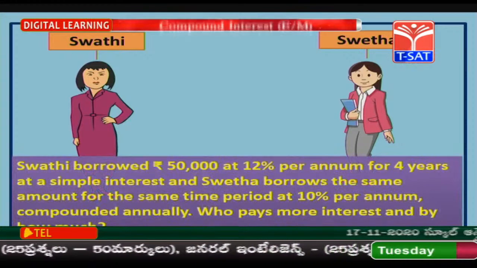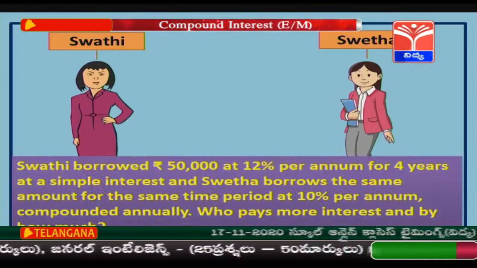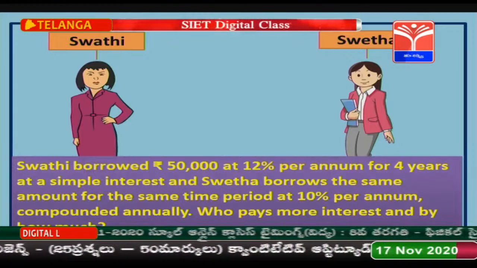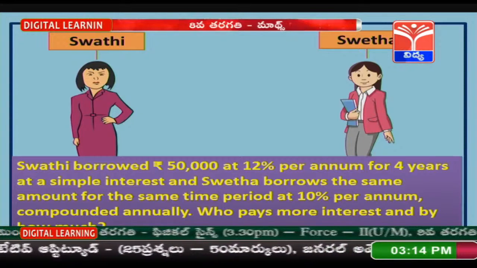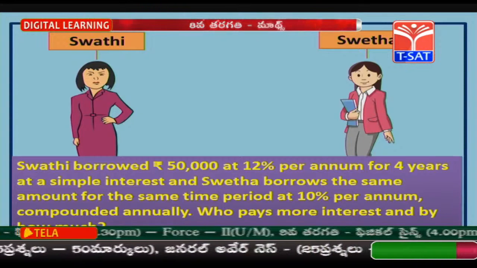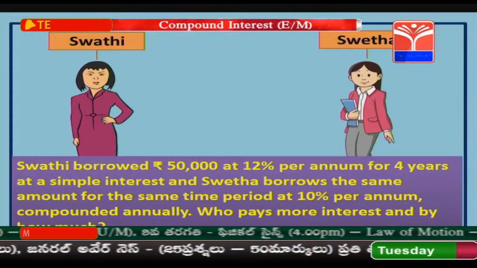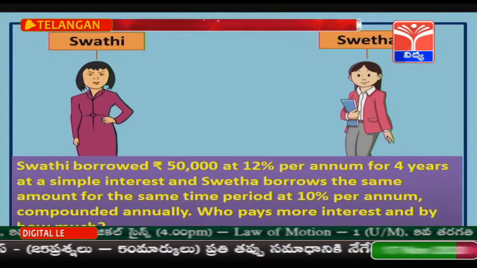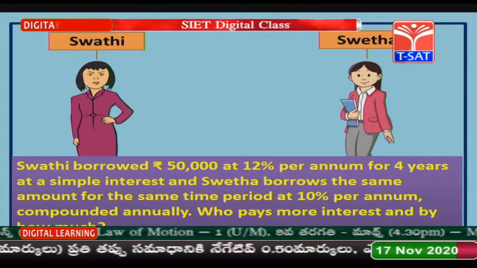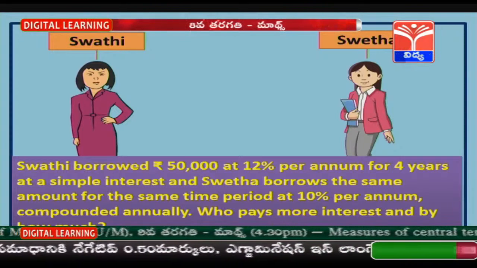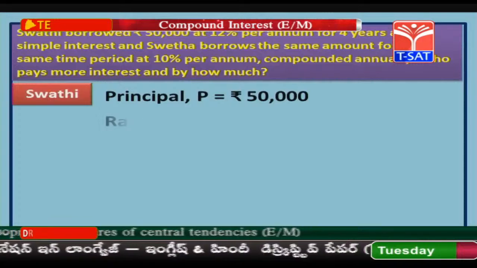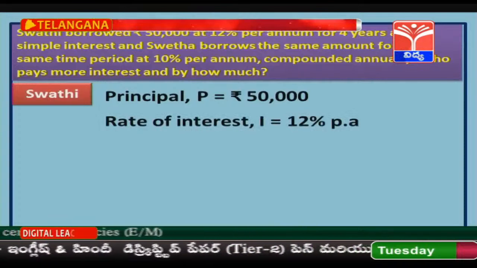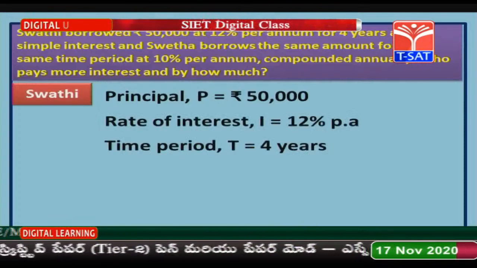Swati borrowed 50,000 at 12% per annum for 4 years at simple interest, and Sweta borrows the same amount, and the time period is the same, but at 10% per annum compounded annually. Now, let us see who has to pay more interest and by how much. Let us see the case of Swati. The principal P is 50,000, rate of interest is 12% per annum, and the time period is 4 years.